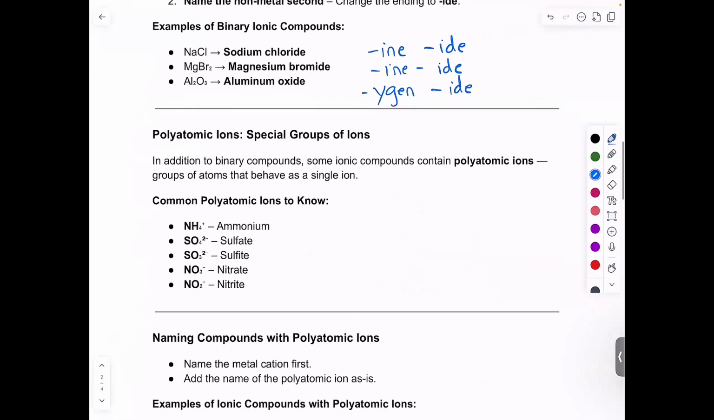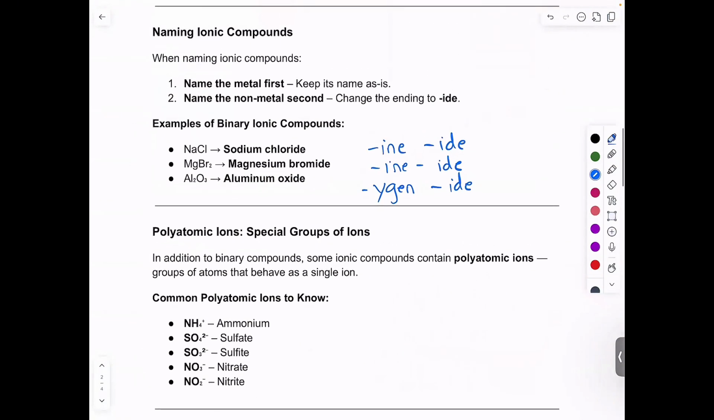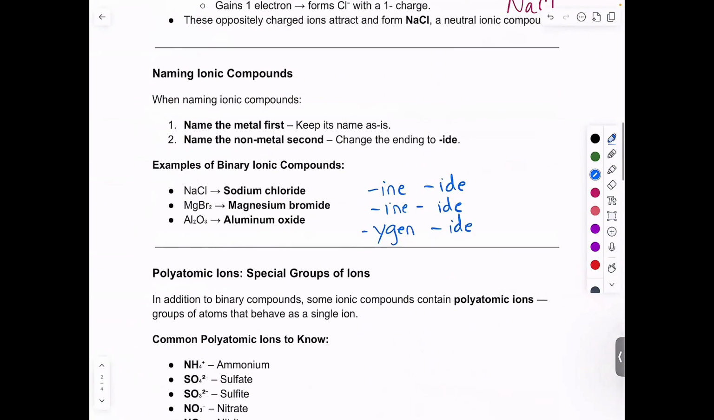So, polyatomic ions. I've taken you up to the point where you could name an ionic compound given the formula, based on the atomic symbols and knowing you're looking for a metal and a nonmetal. However, please note, binary, keyword being binary, means 2. So we have 1 metal, 1 nonmetal. Those should be fairly easy to spot.